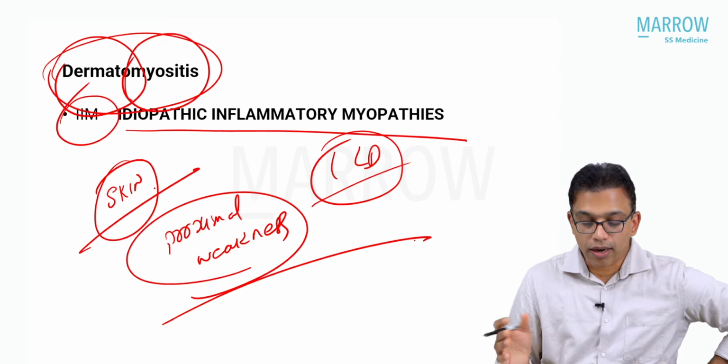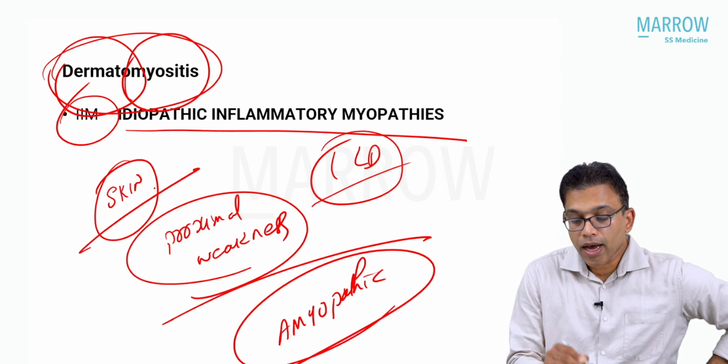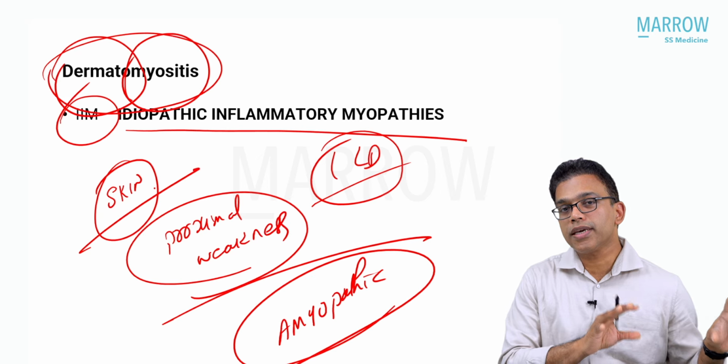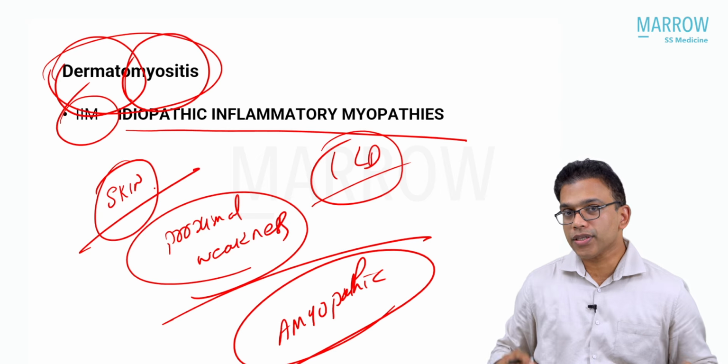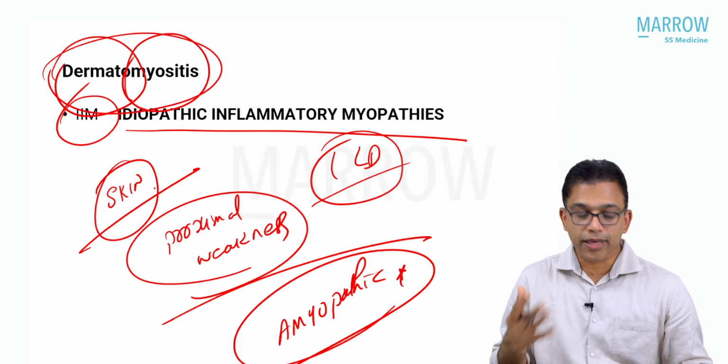And there is a particular variant otherwise known as the amyopathic variant. What does the term indicate? Amyopathic: there is no significant muscle weakness, but there are some skin features, and then there can be features of interstitial lung disease also. So this is a variant of idiopathic inflammatory myositis. Skin rash and muscle weakness.